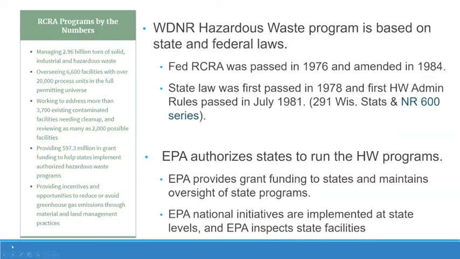EPA provides grant funding to states and maintains oversight, and they also have national initiatives that are implemented at the state level. EPA will come into the state to inspect state facilities, both generators and treatment, storage, and disposal facilities. This means that you may be inspected by EPA inspectors, who would be coming out of Region 5, which is located in Chicago. You may be receiving information requests relating to these inspections. And in some cases, you may see DNR staff along with EPA staff during the inspections, as we are a cooperative program, but there's always going to be one lead agency. So it's always important to note which agency is the lead agency if you experience a joint inspection.